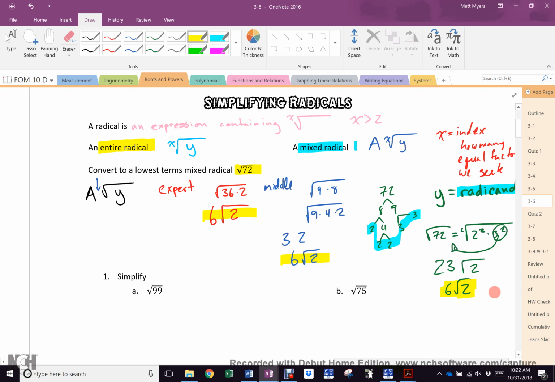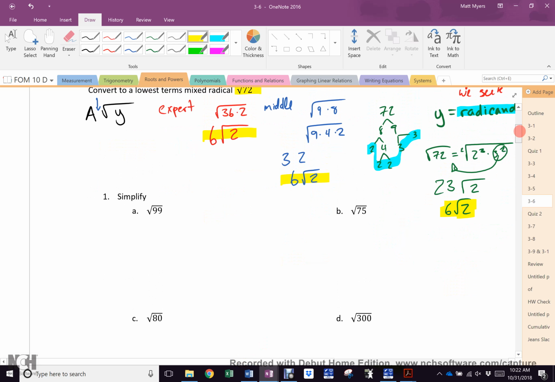Who chooses which method you do? You do. If you can automatically see perfect squares, do this one. If you want to break it down a little and then you see perfect squares, do the blue one. If you can't figure it out at all, do the green one. Who decides? You decide. So, let's take a look at 99.